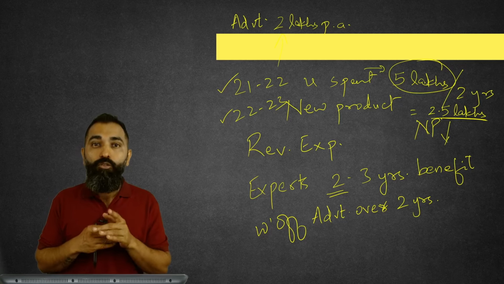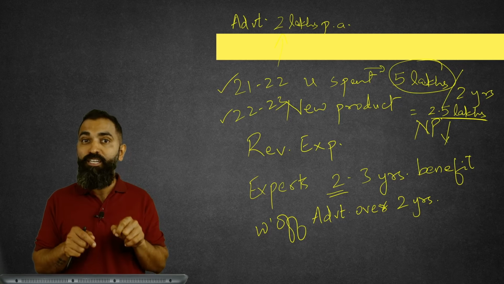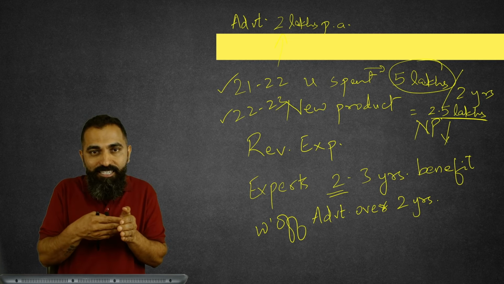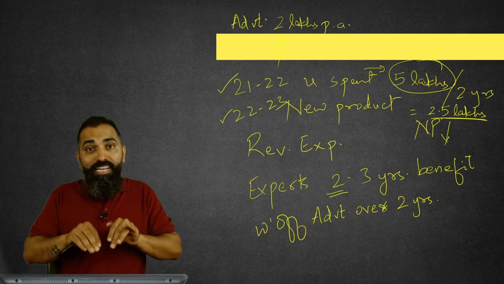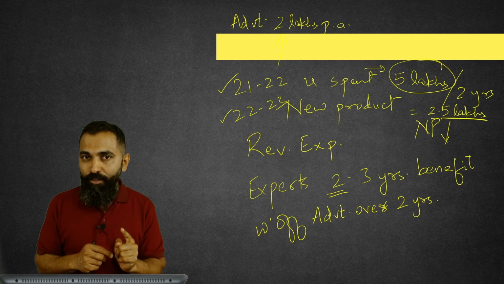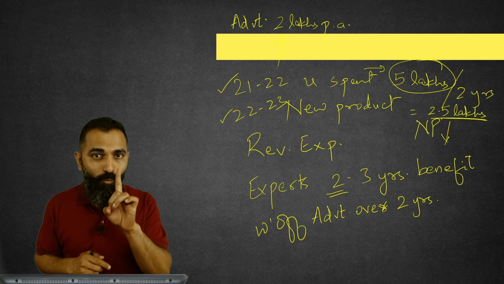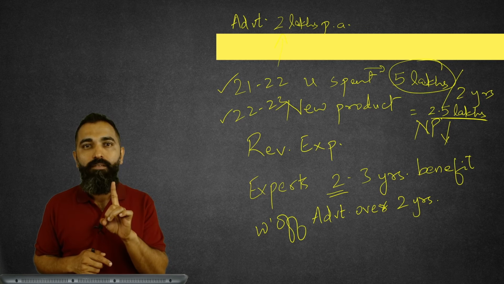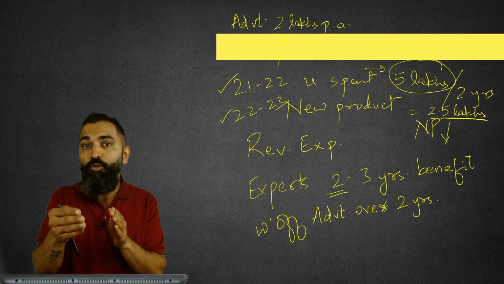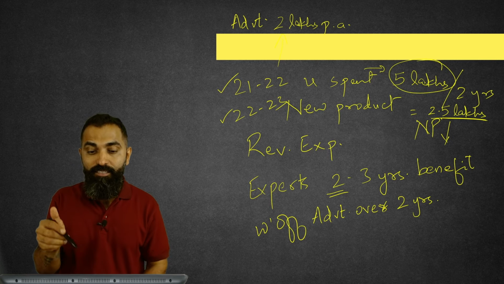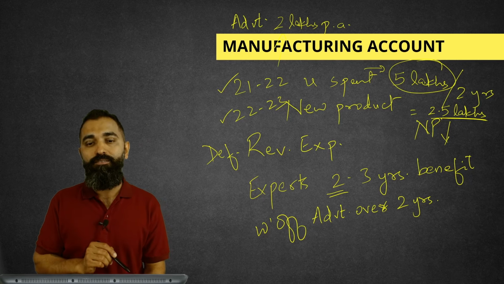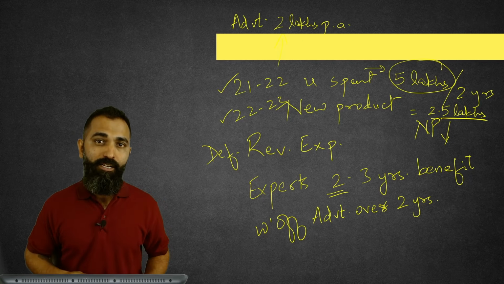But you are not writing off that advertisement in 1 year. You are delaying it. This year 2,50,000, next year 2,50,000. So what is the normal life of a revenue expenditure? 1 year. But this time you are delaying it to 2 years. That is why this revenue expenditure will have the prefix deferred. Okay, everybody understand?